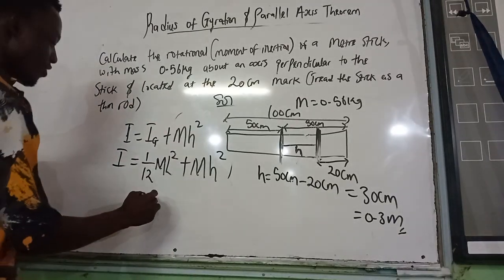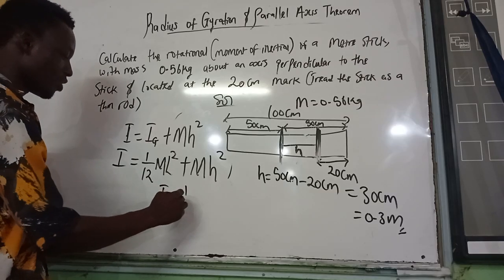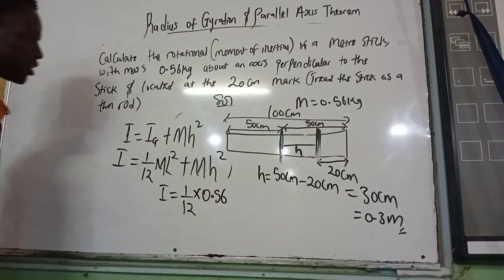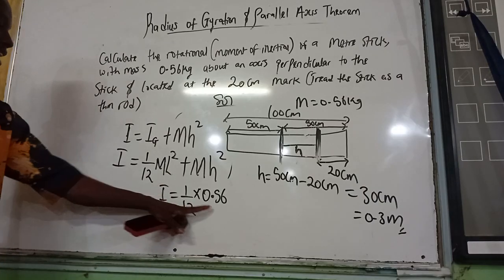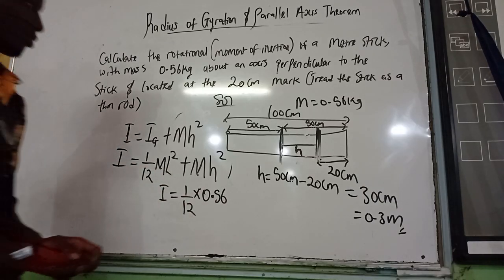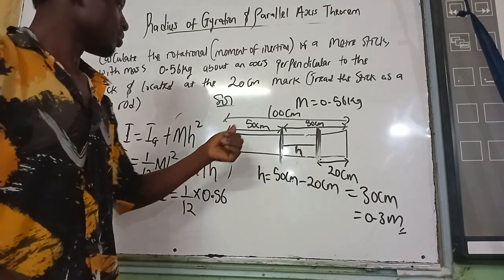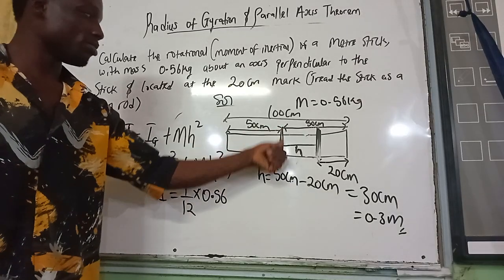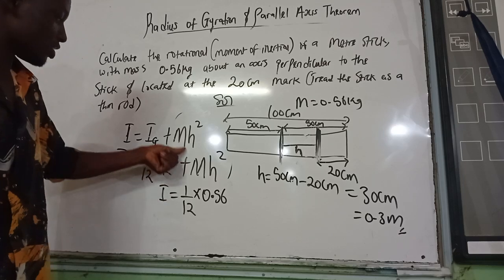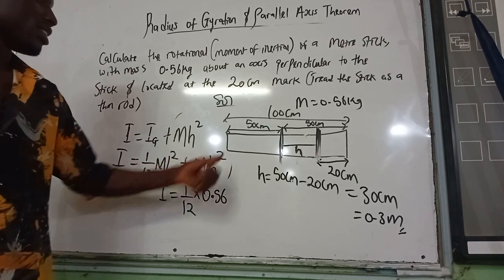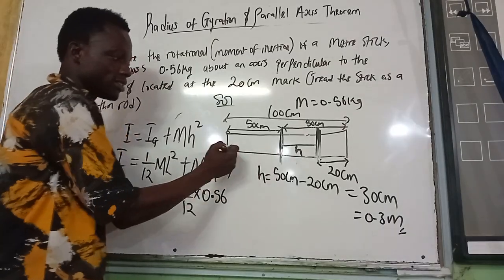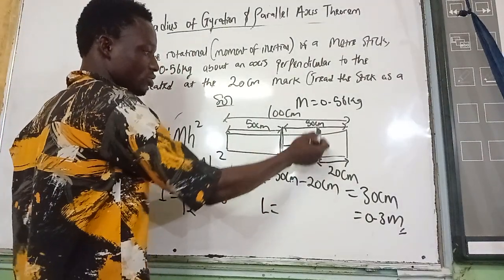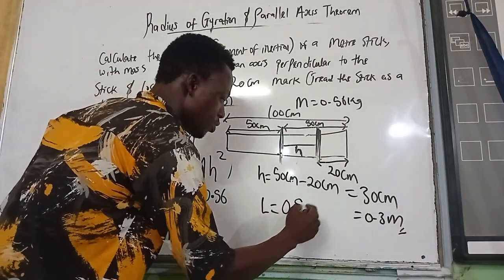So here we have I equals 1 over 12 times our mass, 0.56, times L square. What's the L? This formula is for a thin rod rotating about its center. So our L is 50 centimeter, half of the distance of the whole meter rule. So our L is different from h. h is the perpendicular distance between the new axis and the center. So 50 centimeter is the same as 0.5 meter.